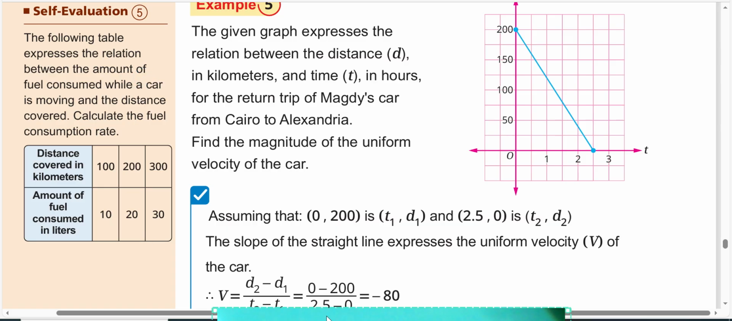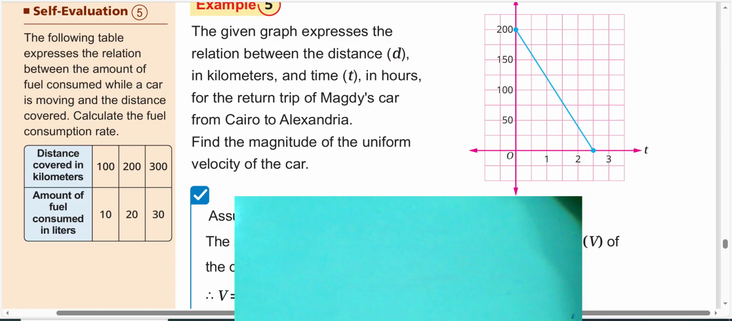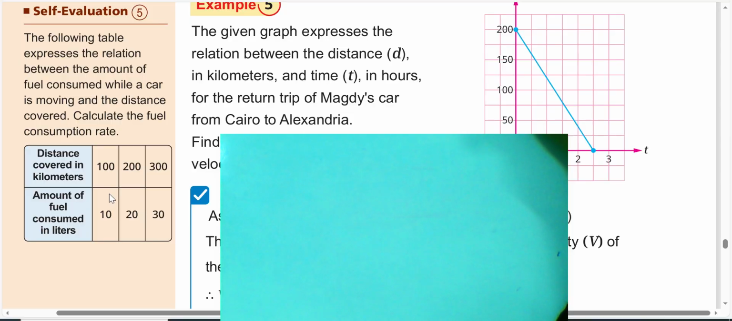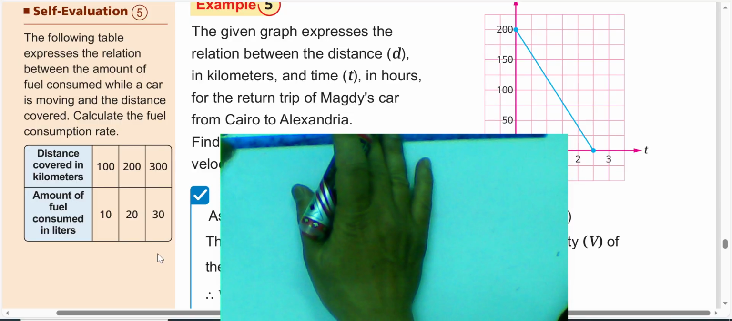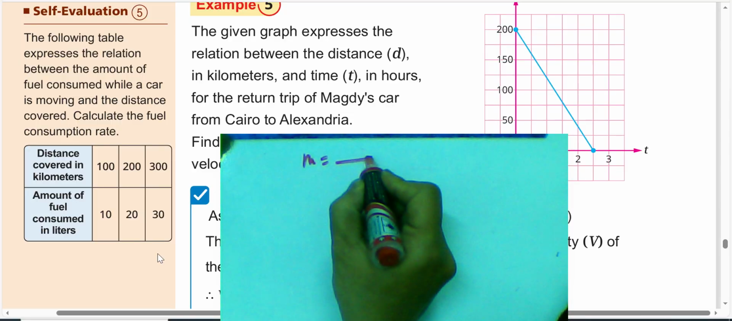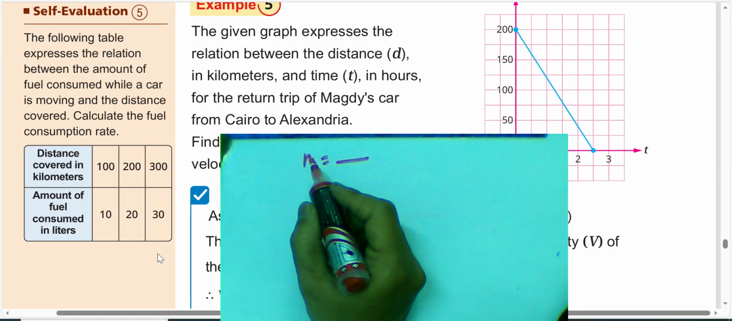Question number 5. The following table expresses the relation between the amount of fuel consumed while the car is moving and the distance covered. Calculate the fuel consumption rate. We can find the slope here. 100 divided by 10 equals 10, 200 divided by 20 equals 10, 300 divided by 30 equals 10. We can find the rate by dividing vertical over horizontal.